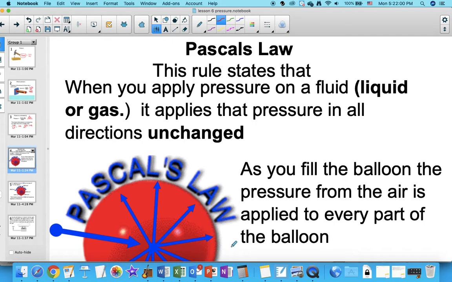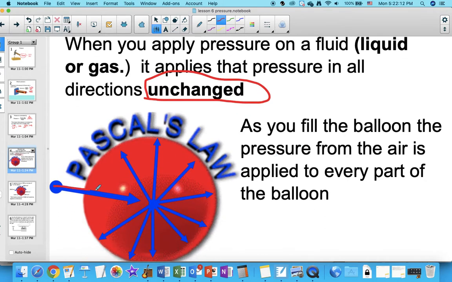So, Pascal's law. This rule states that when you apply pressure on a fluid, liquid or gas, it applies that pressure unchanged in all directions. So as you fill a balloon, the pressure that balloon feels when you're filling it with air is felt across the balloon unchanged. It feels that pressure unchanged throughout the balloon.